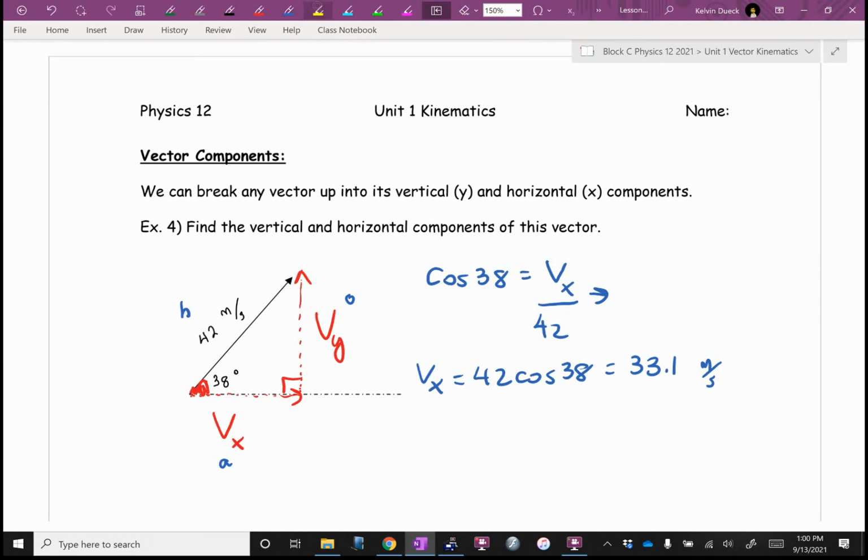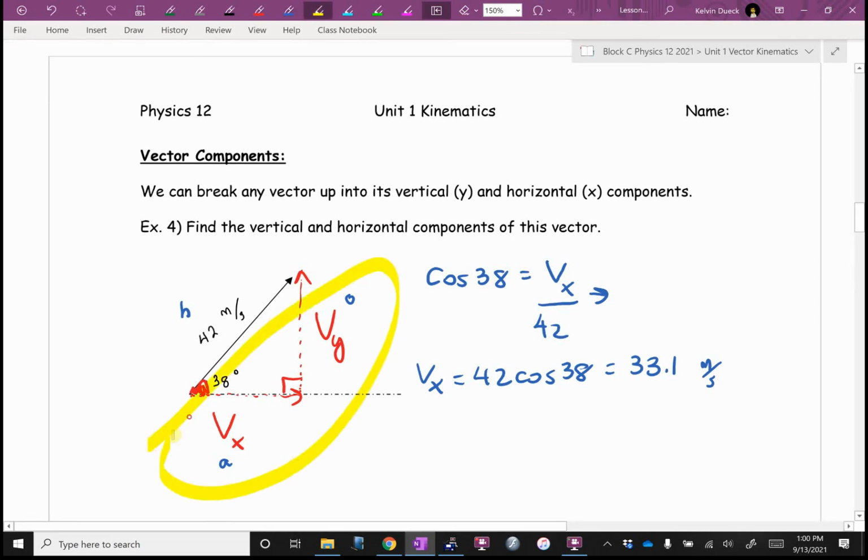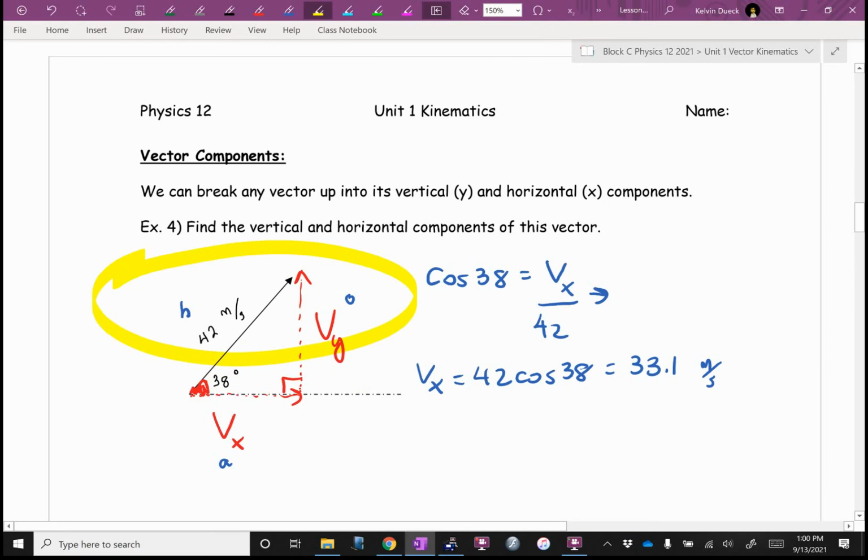Now, I could use Vx to find Vy. Don't write this down. Why would I, if I'm a good test writer, try and avoid using Vx to find Vy? Yeah, if I got this wrong, I'm getting the next one wrong. So, Parker, I'm going to use those to find Vy. Which trig function?